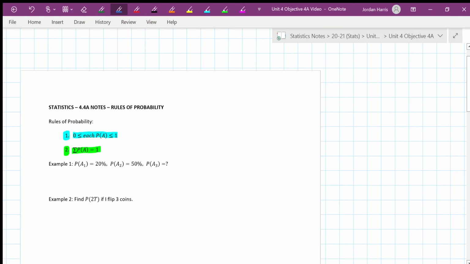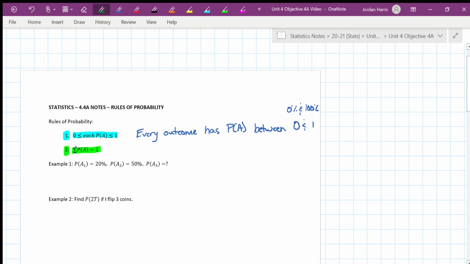So what this is saying is every outcome has a probability between 0 and 1. And remember, we're talking about decimals, so it's 0% to 100%. We can't have any probability more than 100% because 100% means it will happen every time. We can't have a probability less than 0% because 0% means it will never happen. So every outcome has to be between 0 and 100%.